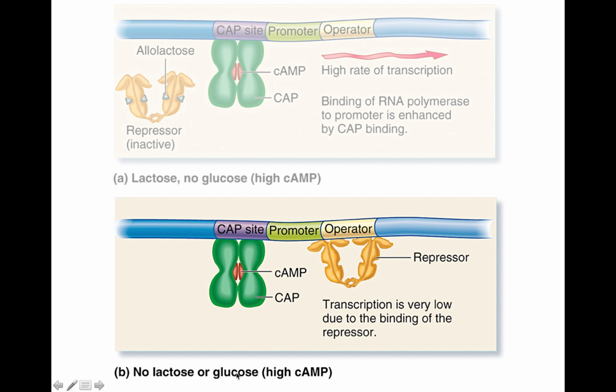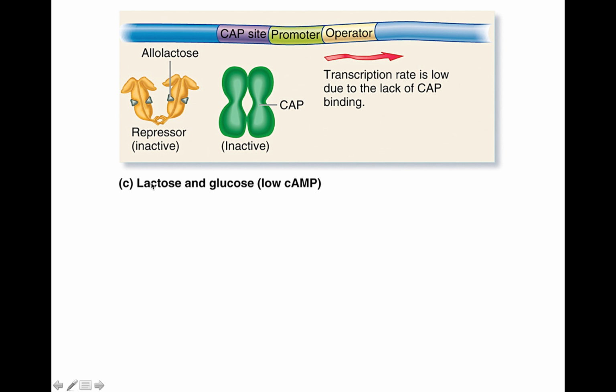What happens if glucose levels are high? What happens if you have both lactose and glucose? Well, you'll get transcription of the Lac operon because the Lac repressor has fallen off, but you won't have it at very high levels because the catabolite activator protein is inactive.